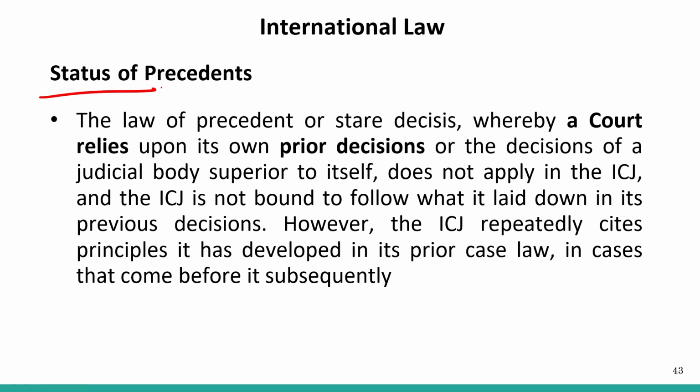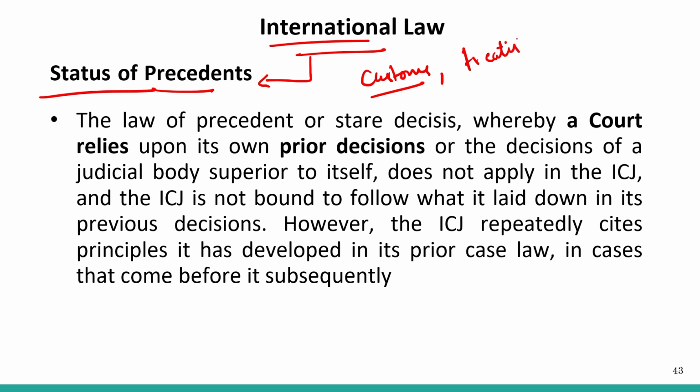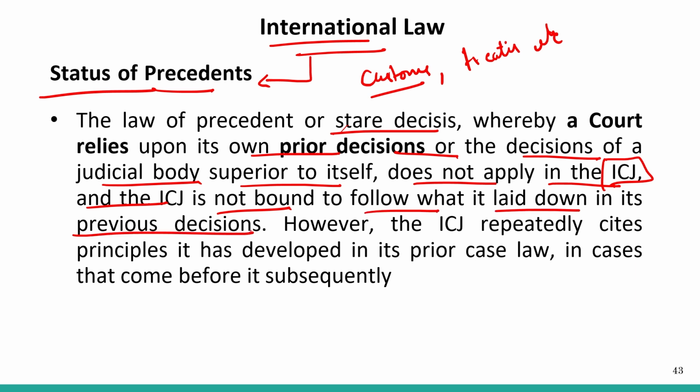Now, the status of precedents. In international law, precedents, customs, treaties, etc., play a very pivotal role in figuring out what exactly should be or will be the laws applicable over a particular situation. So when we talk about the International Court of Justice, there is a lot of dependency on precedents. The law of precedents or stare decisis, whereby a court relies upon its own prior decisions or the decisions of a judicial body superior to itself, does not apply in the International Court of Justice, and the ICJ is not bound to follow what is laid down in its previous decisions.